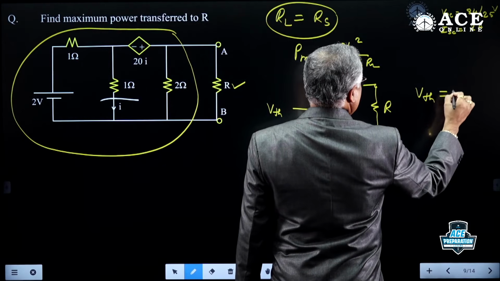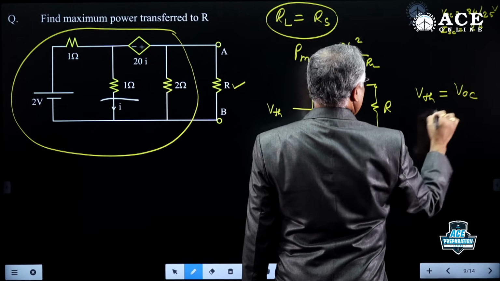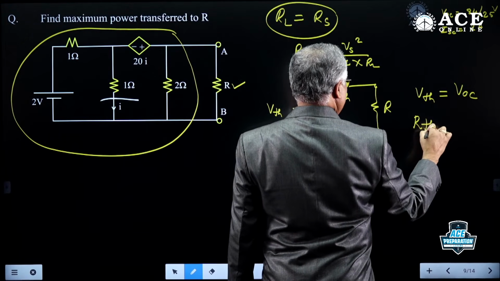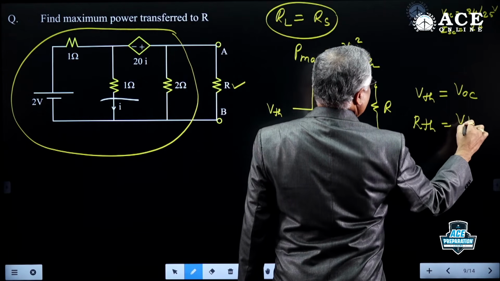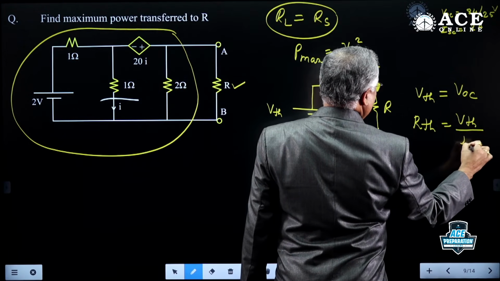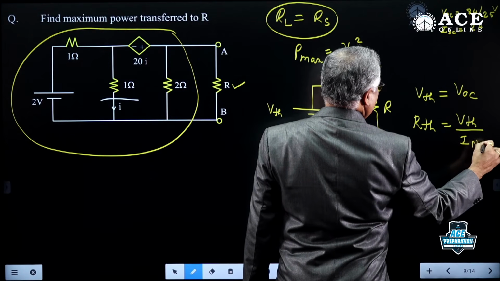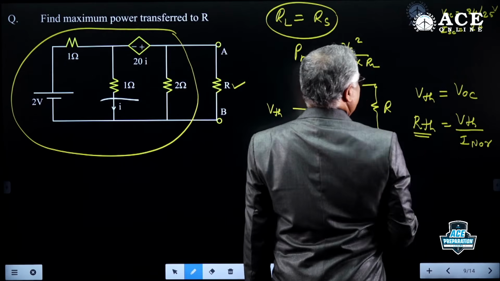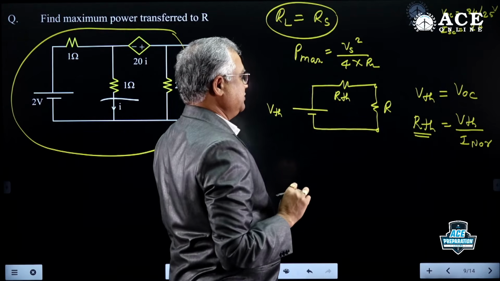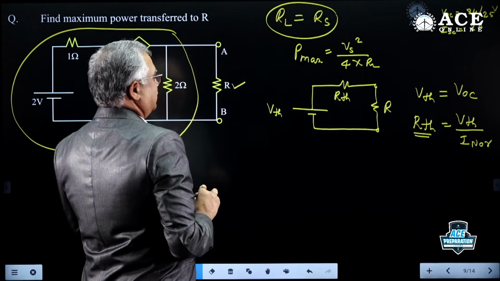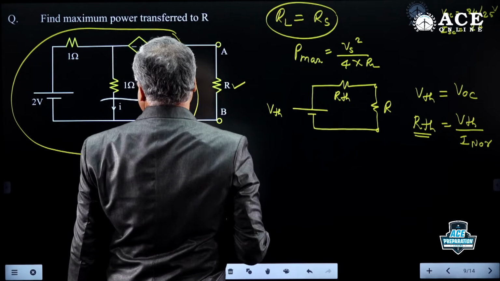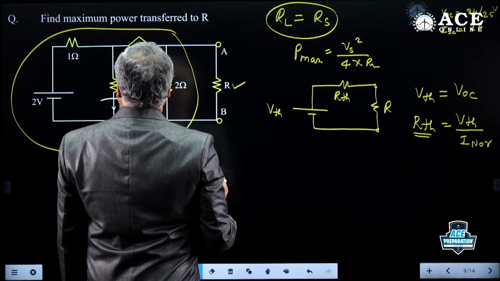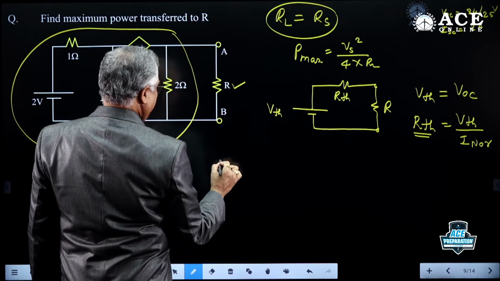V Thevenin is nothing but VOC, the open circuit voltage. But R Thevenin is nothing but V Thevenin by I Norton. You have to find these two independently, then only you will get R Thevenin. That is the specialty of this model. Now, how to find V Thevenin, the open circuit voltage? So let me draw the equivalent circuit.